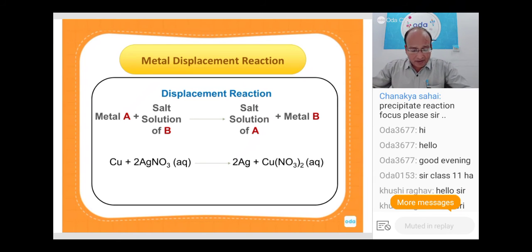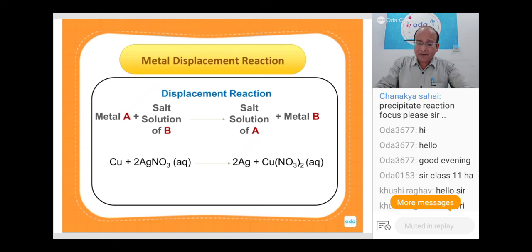So next is the metal displacement reaction. This is also a very simple reaction. You are aware of it. Just listen carefully to the definition, the rule for carrying out this reaction. Listen carefully. The rule says more active metal will displace the less active metal from its salt solution.